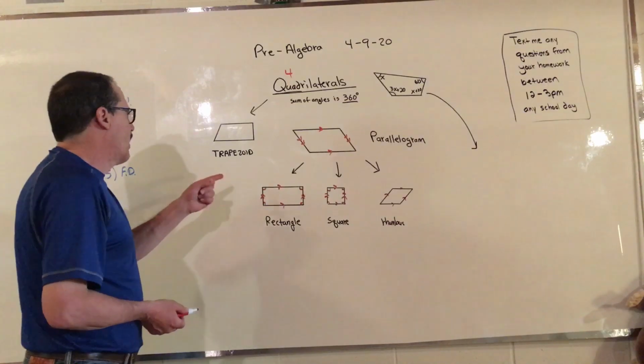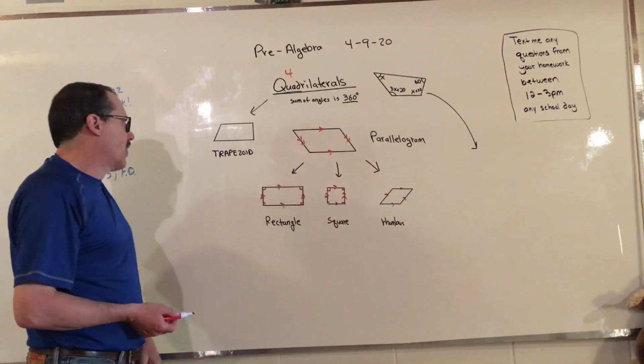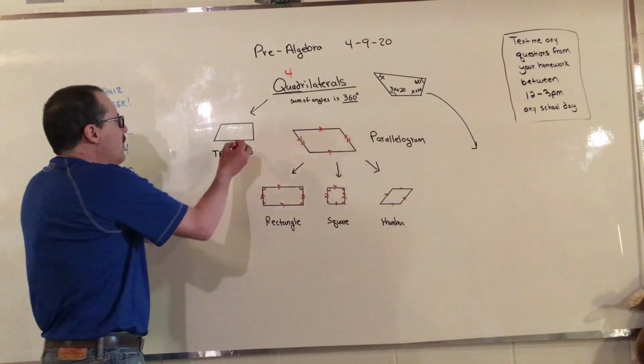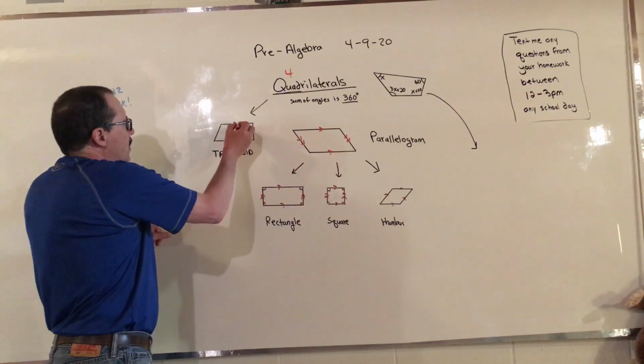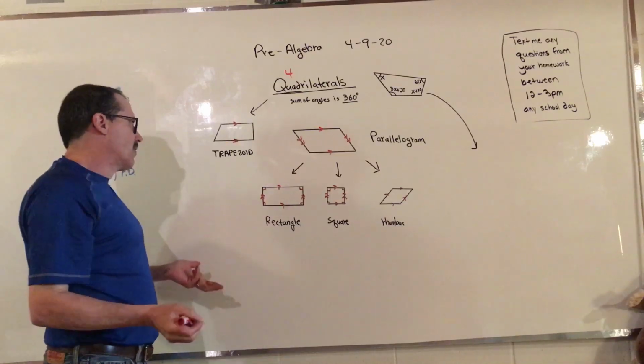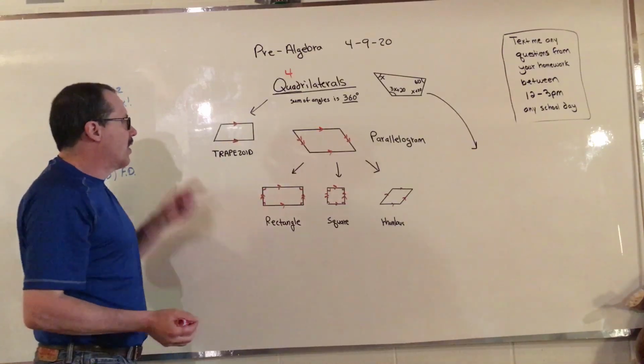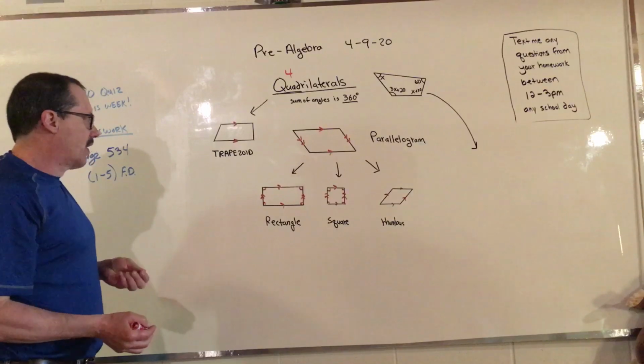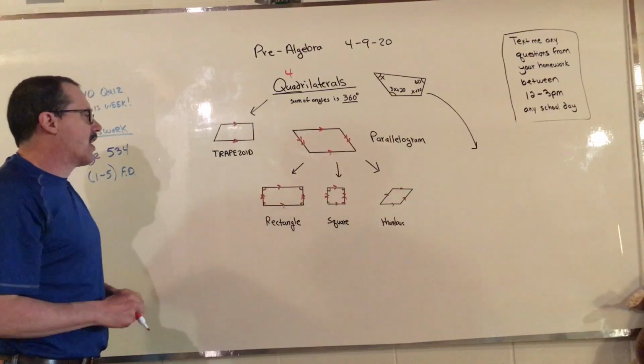And then the last thing I want to look at is a trapezoid. A trapezoid is not a parallelogram because a trapezoid only has the top and the bottom parallel to each other. This side and this side cannot be parallel for it to be a trapezoid. So it's kind of the black sheep. It's the one that has to sit alone at the lunch table because he doesn't fit in with the rest of the family. It's kind of sad.